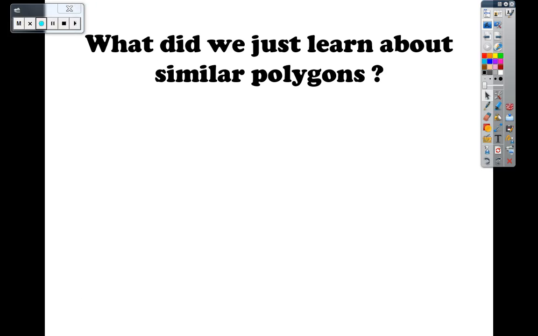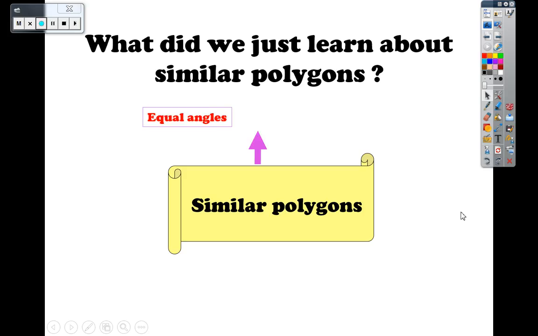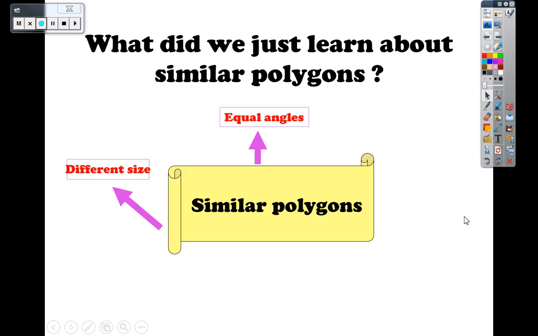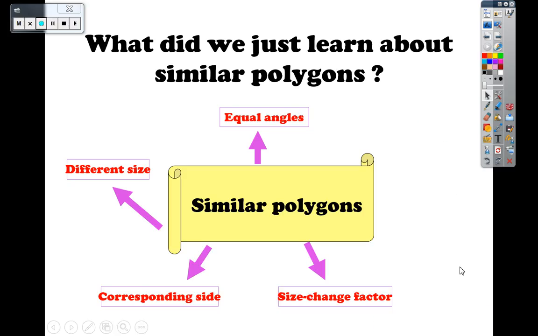Now, what did we learn about similar polygons? We learned that they have equal angles. We learned that they have different sizes. We learned that they have a size change factor, or we call that a scale factor, and that they are the same shape. So that is our note for similar polygons.